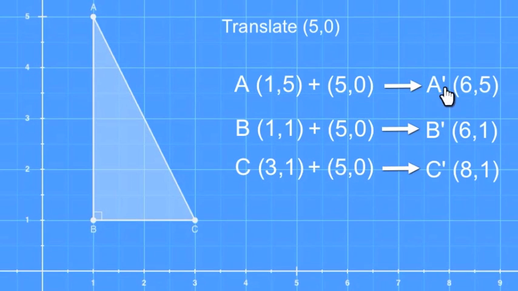I'm using prime for each of these because this is a copy of the original. So it's a translation of the original. So A prime, 1 plus 5 is 6, 5 plus 0 is 5. B prime, 1 plus 5 is 6, 1 plus 0 is 1. And I won't drag you through C and C prime. But that's all it is. All you do is take your translation and you add it to your original ordered pairs in order to find out what your translated ordered pair will be.